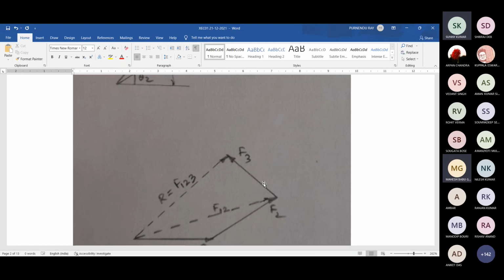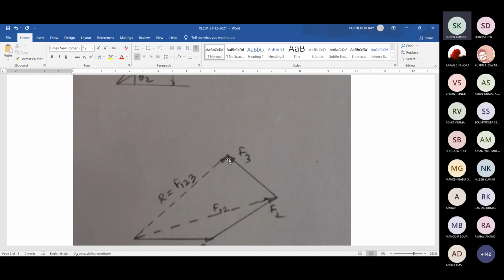1 by root 2. Okay, and suppose some force F4 is there, which is directed vertically downward in this way. So what about the angle there? It is 270 degrees. And what about cosine 270 degrees? It is 0. So all such things, when these forces are given in detail, we can make that table. So find sigma Fxi, that means Fx for i equal to 1, Fx for i equal to 2, etc.